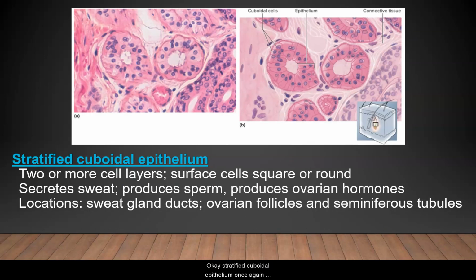Okay, stratified cuboidal epithelium. Once again, remember, this is named for the apical layer, which is going to look cuboidal. It has 2 or more cell layers, of course, because they're stratified, and the surface cells are square or round. It secretes sweat, produces sperm, and produces the ovarian hormones, so likely you'll find them in the sweat gland ducts, the ovarian follicles, and the seminiferous tubules.